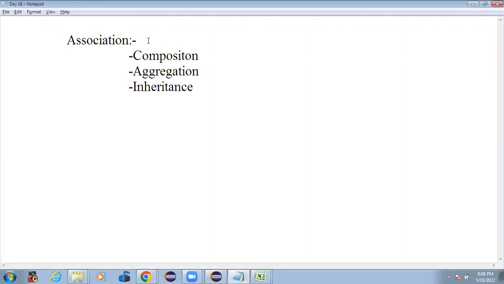Till today, whatever we have discussed was related to only a single class. Now we are going to discuss the relationship between the classes, and that relationship is nothing but association. So I can simply say, relationship between the classes.